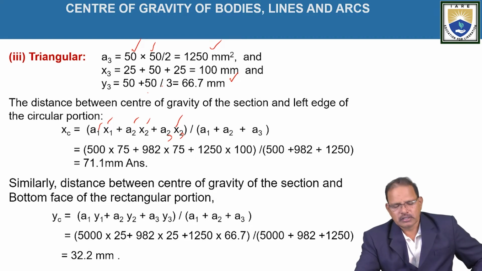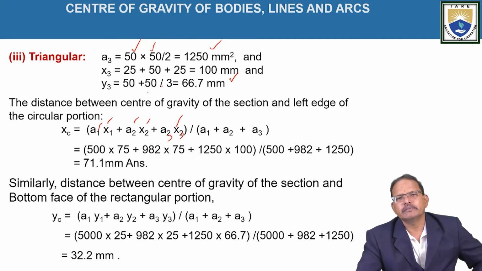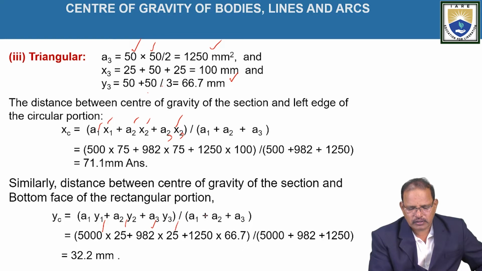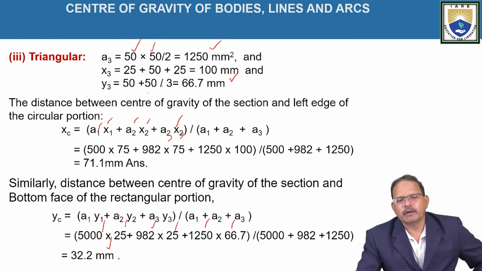Similarly, yc, the position of the centroid with respect to the x-axis, is given by (a1 y1 + a2 y2 + a3 y3) divided by (a1 + a2 + a3). According to the figure, it is (5000 into 25 + 982 into 25 + 1250 into 60) divided by (5000 + 982 + 1250), which is equal to 32.5 now.